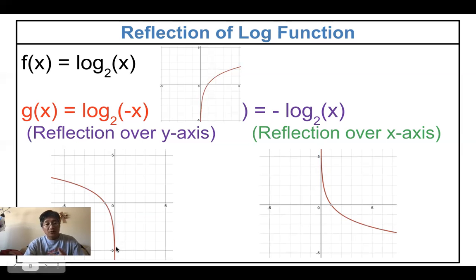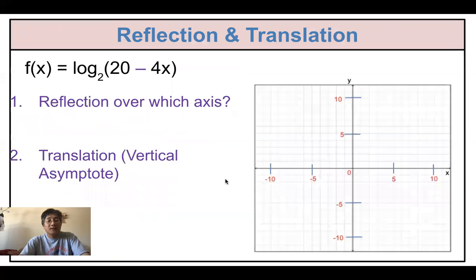But we learned how to translate also. You can translate, right? So now you understand. When you have a negative in front of x, it's a reflection over the y-axis. When you have a negative in front of the entire function, then that is a reflection over the x-axis. You understand? Now let's have one example with all the reflection and translation.